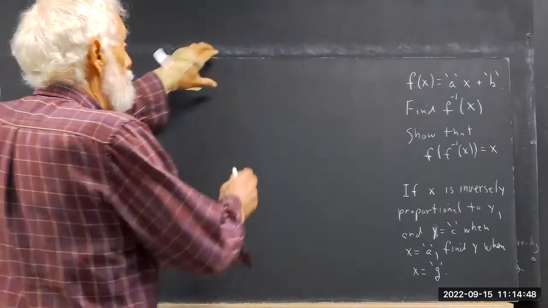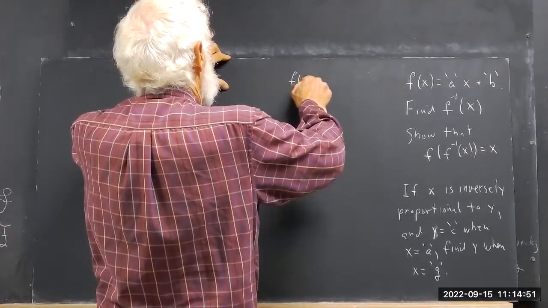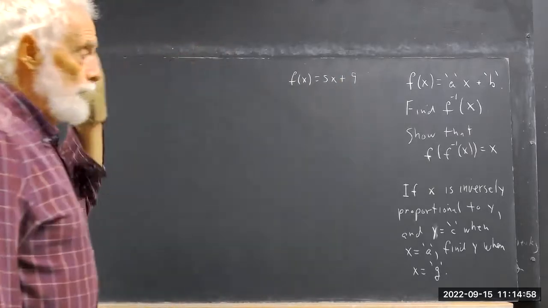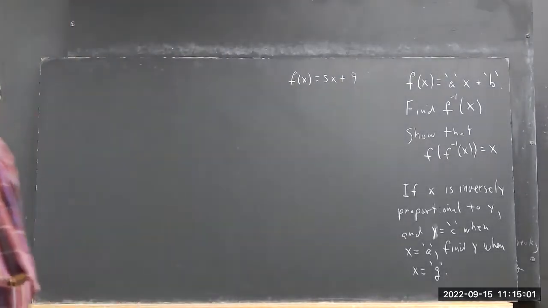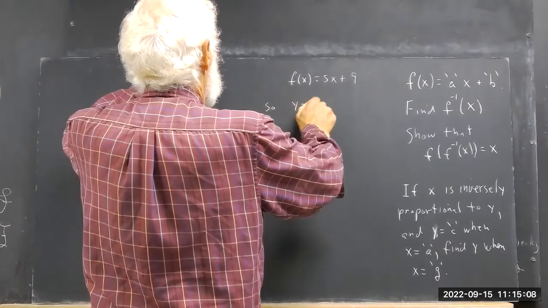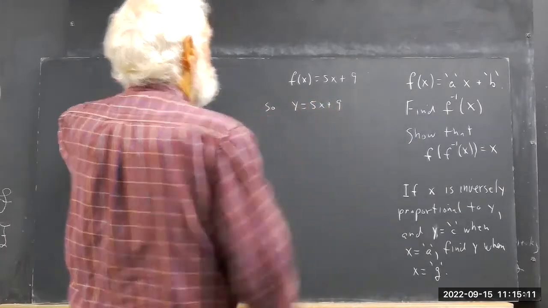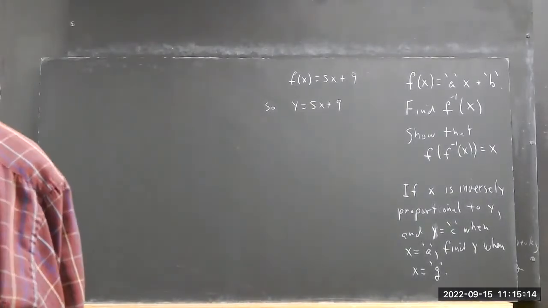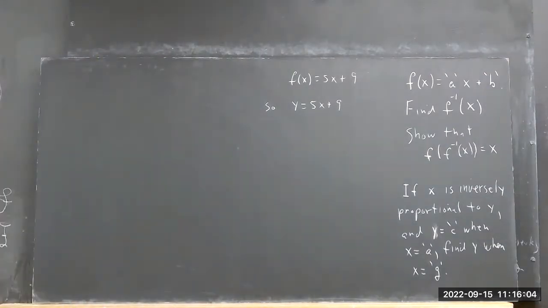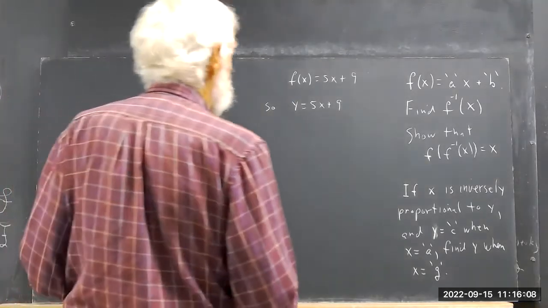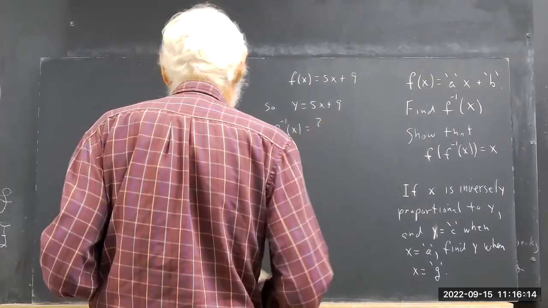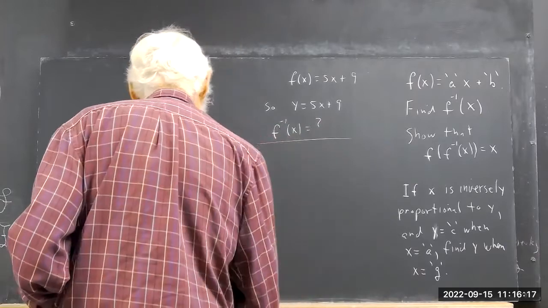So let's say that f of x equals 5x plus 9. So y equals 5x plus 9. Now, what did we do with the table? Let me just ask if you remember. Well, let's see. I'll do a little review here.